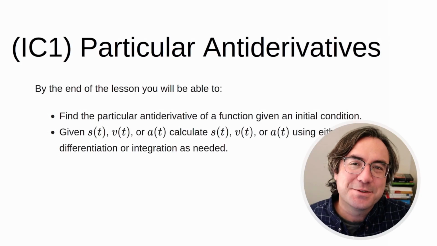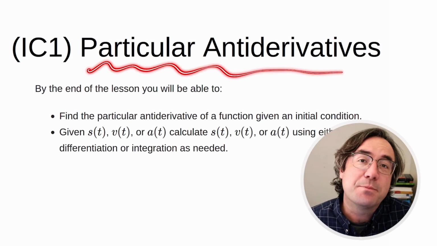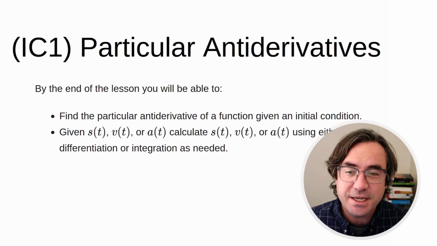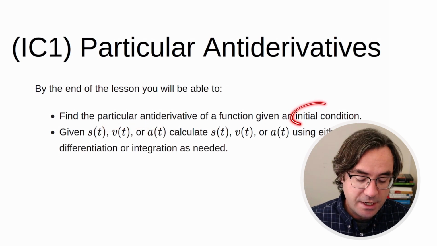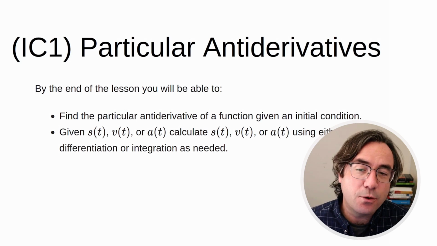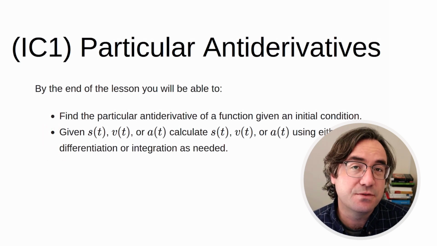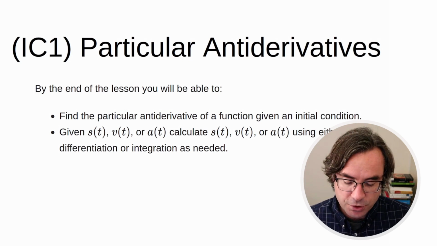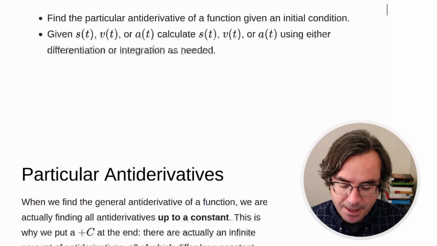Welcome everyone. For today's prep, we're going to look at an example for figuring out the particular antiderivative of a function. And what we're going to see is that in order to find the particular antiderivative, we're going to need what we call an initial condition. And then later on, we'll see how we can use this strategy for problems involving position, velocity, and acceleration. But we'll get to that later. So for today's prep, we're just going to be looking at particular antiderivatives.